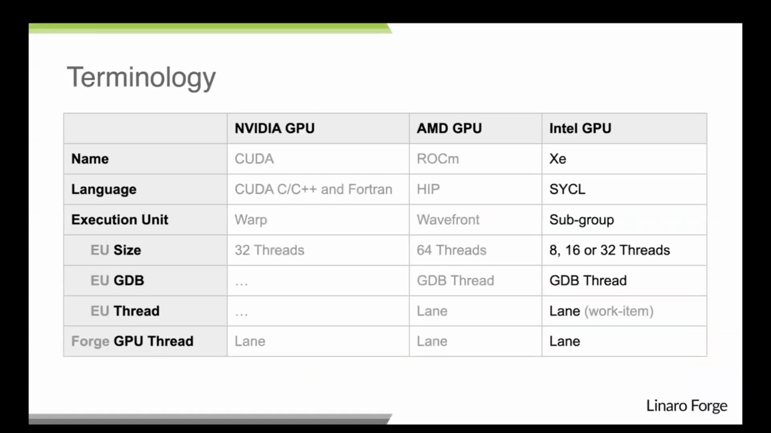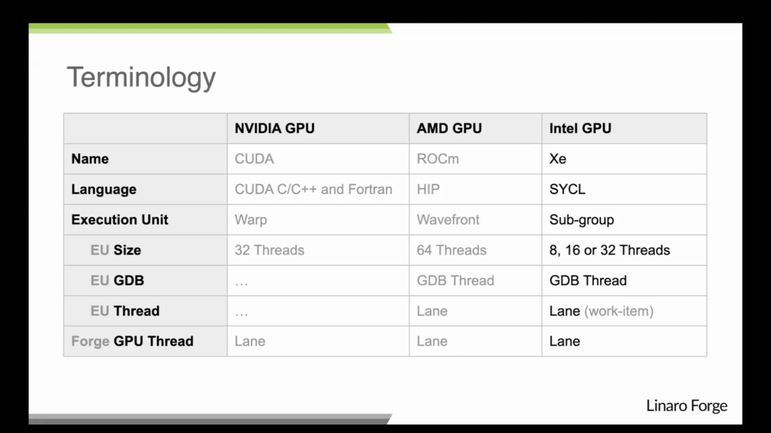Just in terms of terminology, because you might be familiar with other terms, it's good to know what the terminology is, so that when I talk about debugging and go through some of the examples, you know what we're talking about. In terms of the execution unit, on the NVIDIA GPUs these are called warps. On AMD GPUs these are wavefronts. But on the Intel GPU these are called subgroups. And depending on the GPUs, the size of them differs.